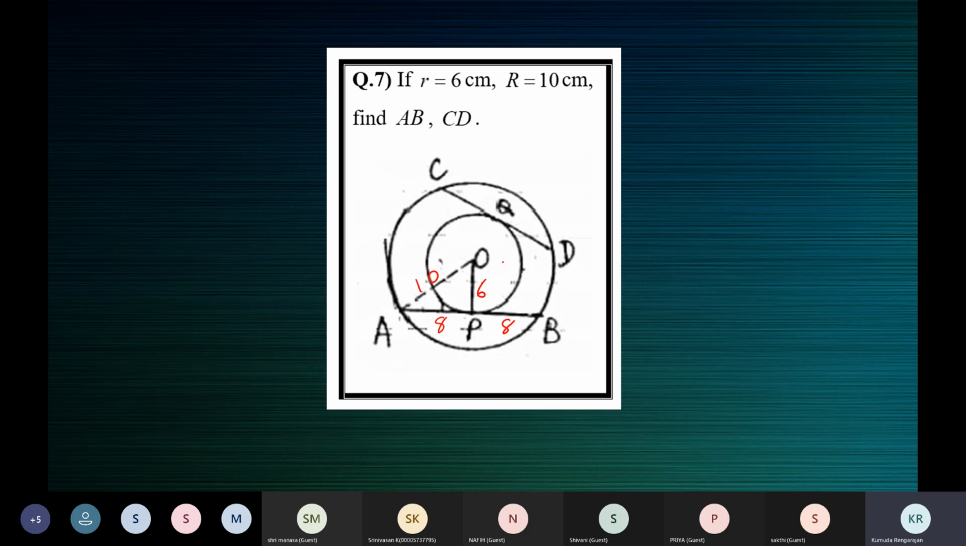Pythagoras theorem, children. It's a tangent to the inner circle. See, this one is a tangent to the inner circle. This is 90 degrees. So if AB is 16 centimeters, CD is also 16 because last year we have seen a result. Equal chords that are equidistant from the center are equal. If two or more chords are equidistant from the center, then the chords are equal.